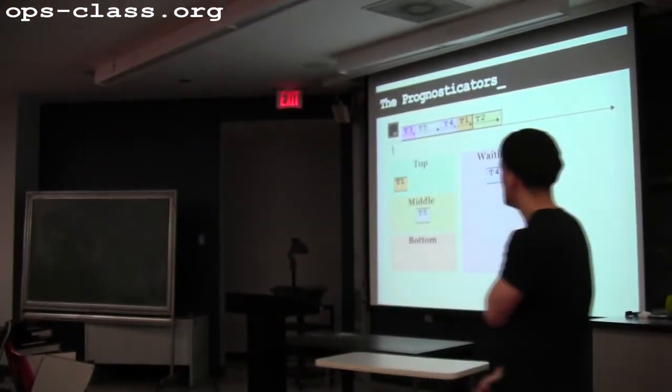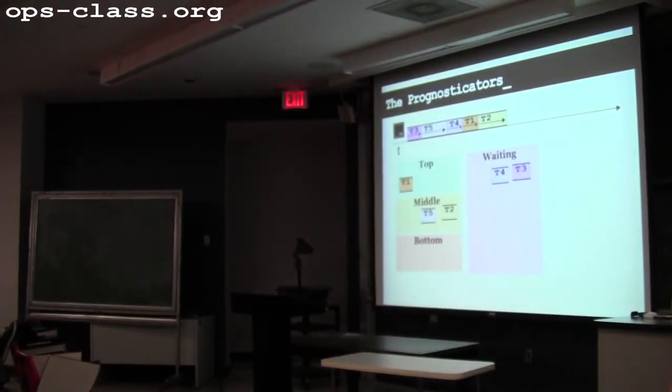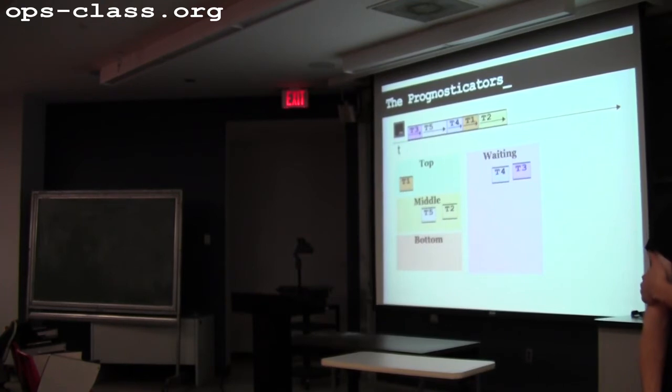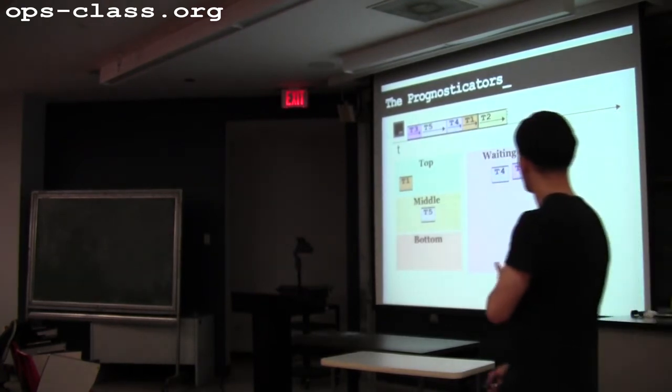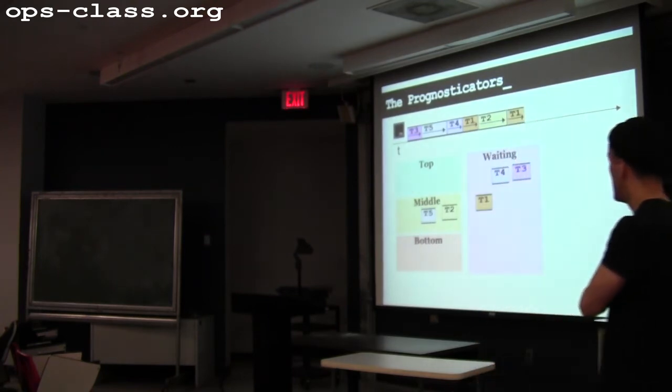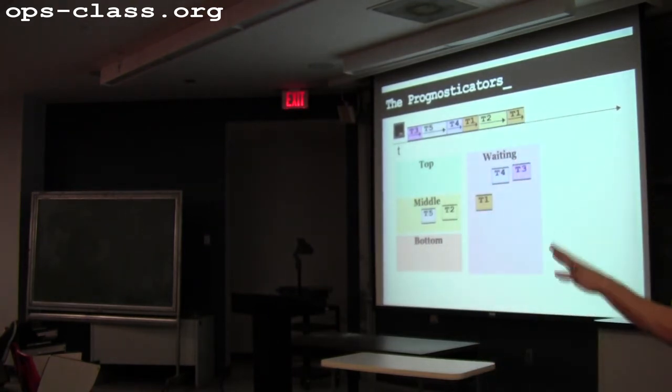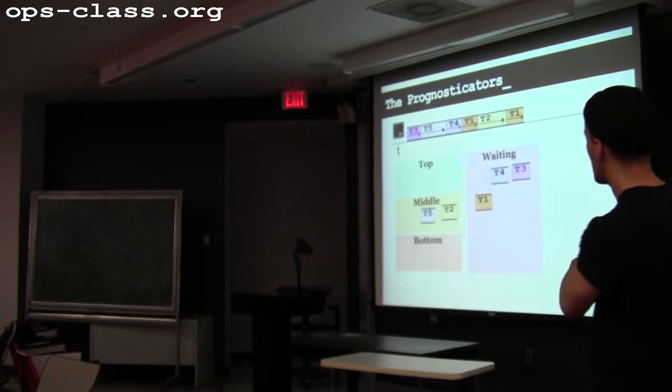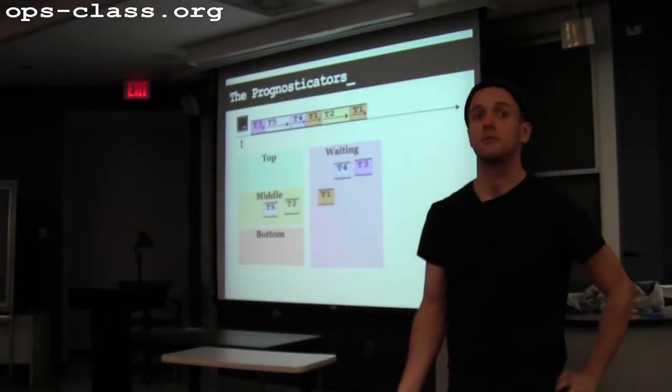Now I run T2. T2 blocks. T2 is going to go into the middle, right? Needs to be moved down. It hit the end of its, sorry, it didn't block. It hit the end of its quantum. Hit the end of its quantum, goes down to the middle. Right? Now I run T1 again. I started to fast forward a little bit here. So T1 blocks, it goes into the waiting queue. Now what happens?